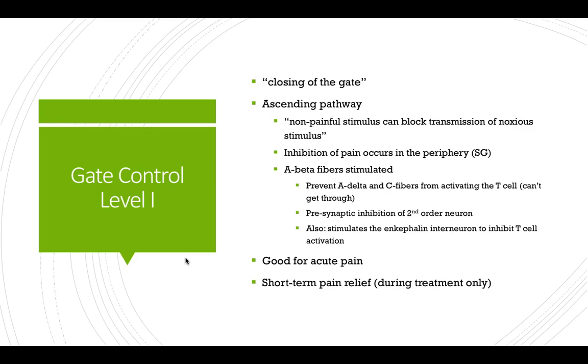Level 1 pain control is really good for acute pain. Okay, if we remember, quick acute pain tends to really travel on those A delta fibers. And so this blocks those A deltas fairly well, as well as the Cs. It's not very good for chronic pain because it's something that has to be constantly stimulated. You only get pain relief during the time that the A betas are active.